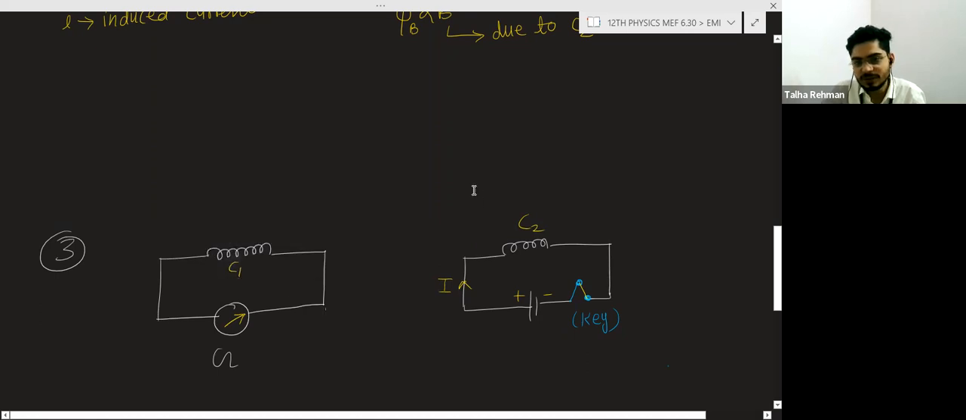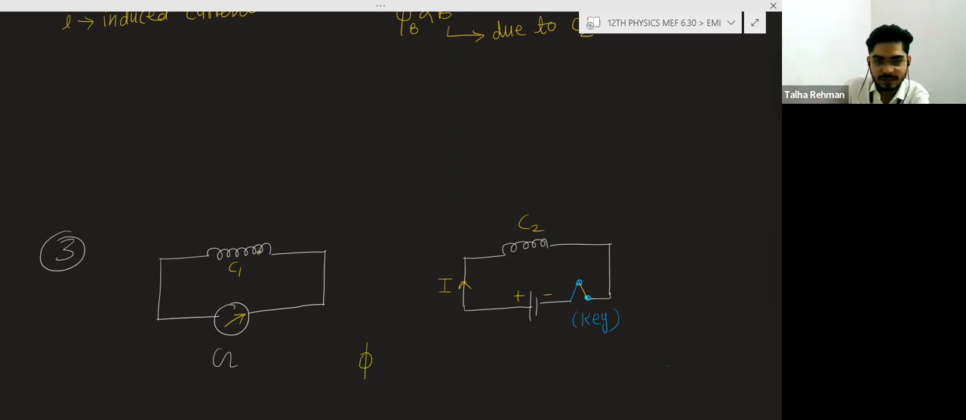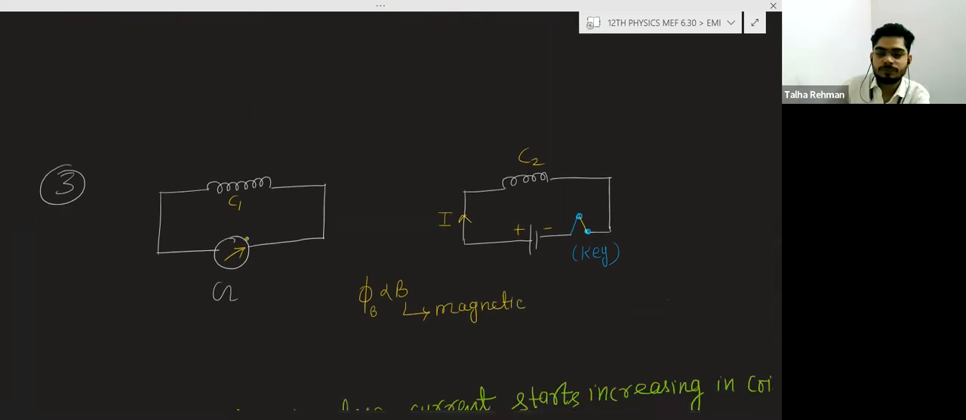Why? Because there is some magnetic field here due to this coil. So when current in this coil will increase, there will be an increase in the magnetic field at coil C1, and we know that the magnetic flux is directly proportional to magnetic field. So this is the magnetic field due to coil number C2.